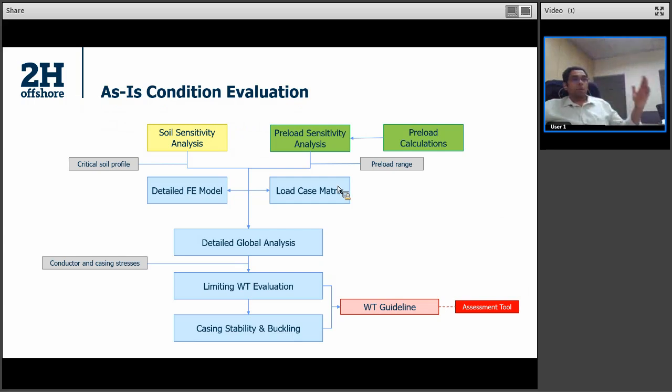Then that will result in a detailed global analysis of all these various loading conditions. We will run that for several wall thicknesses that we think the conductor system may be exposed to over the years. And this will play an important role in identifying our wall thickness guideline, as to what is the minimum wall thickness to which we can allow the operation of the conductor system to continue further.